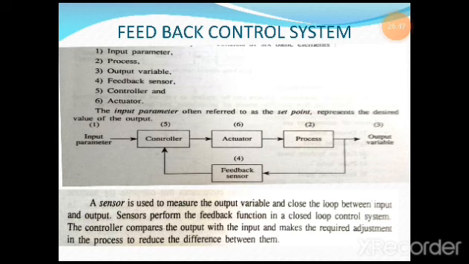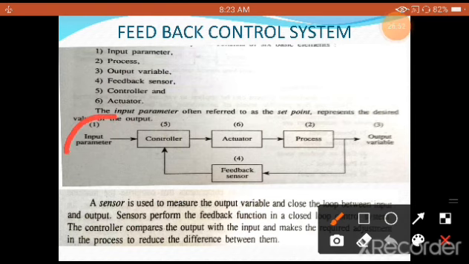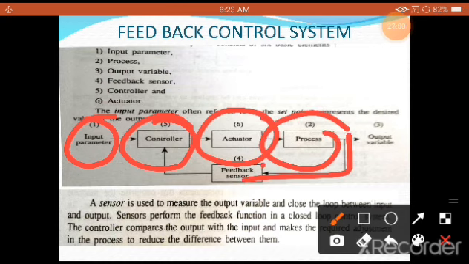Whatever the difference is, that difference is carried out, because here the input parameter is there, the controller is there, the actuator is there, which is going to be carried out. If the process is there, that is sent back. Feedback is there. If any error is there, that has to be rectified by the controller itself to carry out the further processing for accuracy.